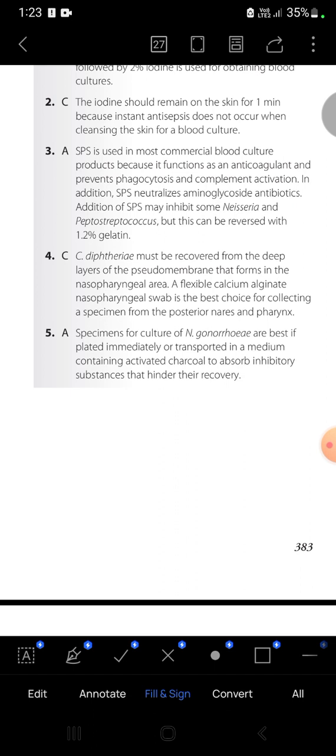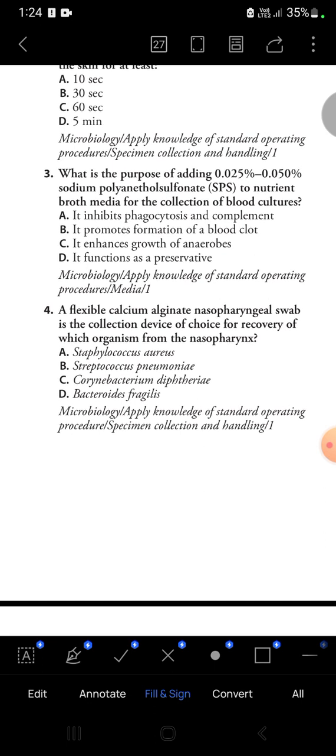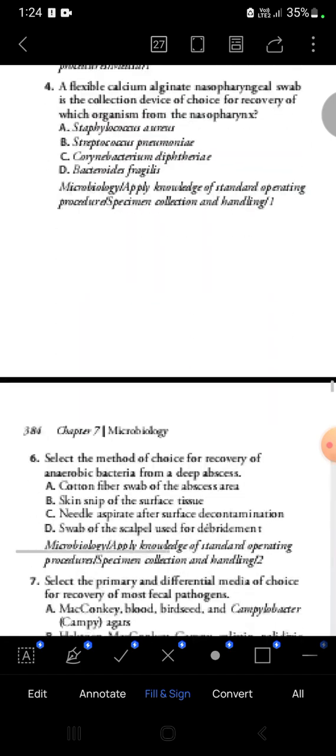A specimen for the culture of N. gonorrhoeae is best if plated immediately or transported in a medium containing activated charcoal to absorb inhibitory substances that hinder the recovery. So the nasal swab is taken for the recovery of Staphylococcus aureus.